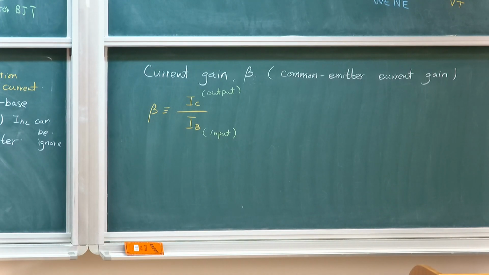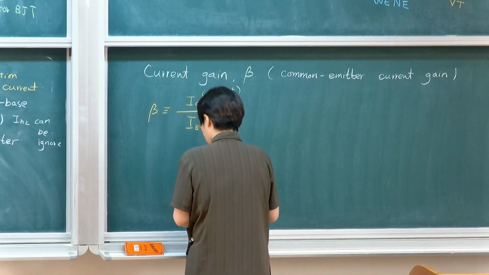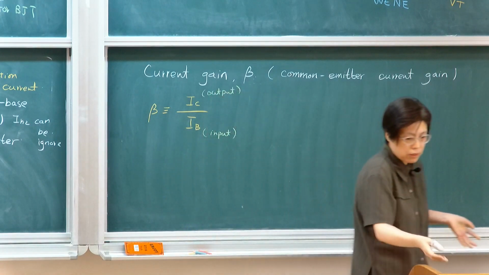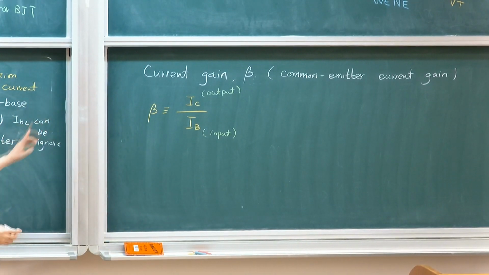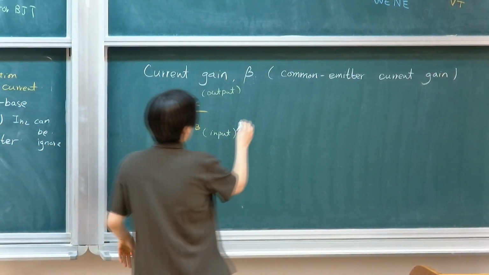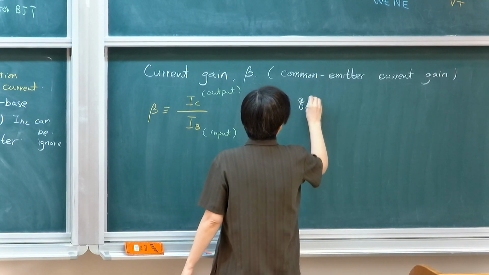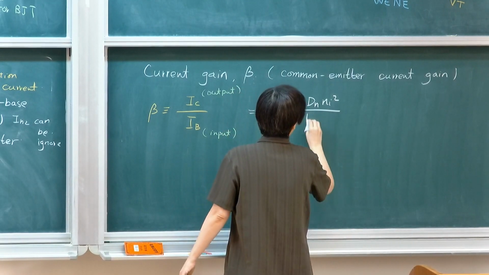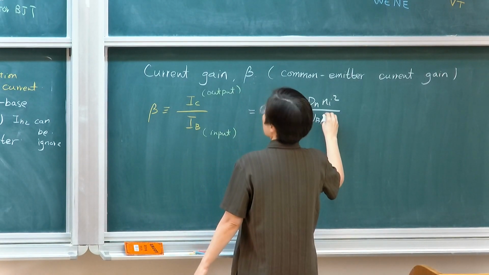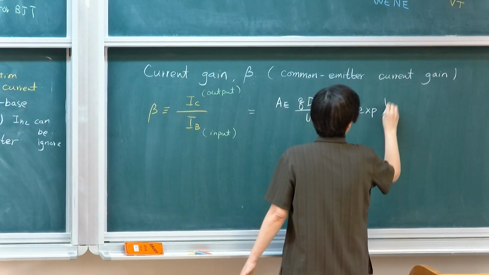So let's put our equation in. I need the whole thing so that we can get the complete results. Let me write this whole equation in yellow, IC, which is AE Q DN, make sure that I don't miss anything, so you keep an eye for me, over WB NB, times exponential VBE.